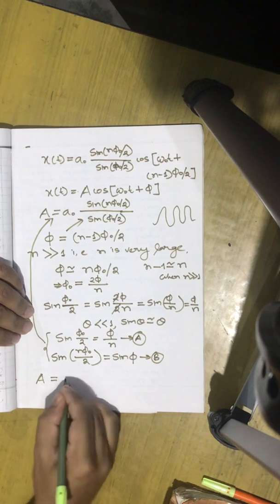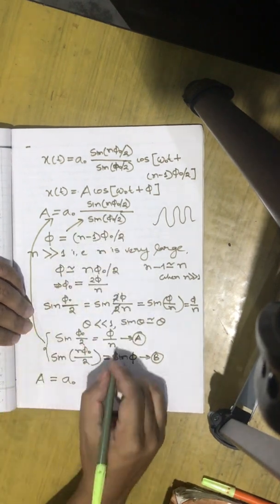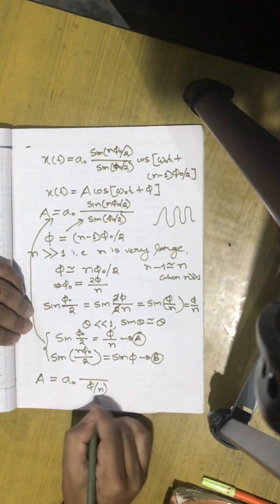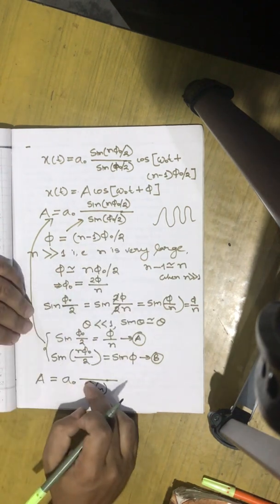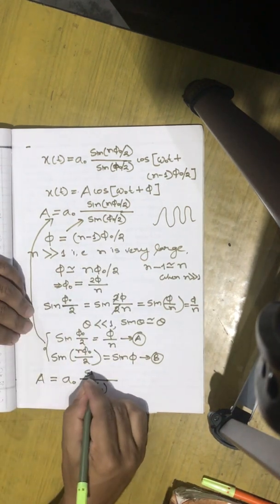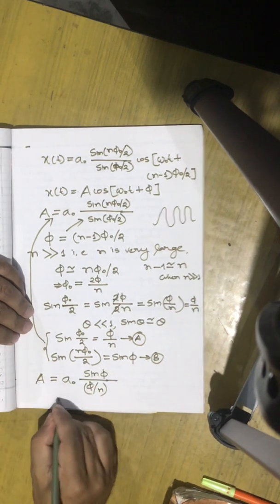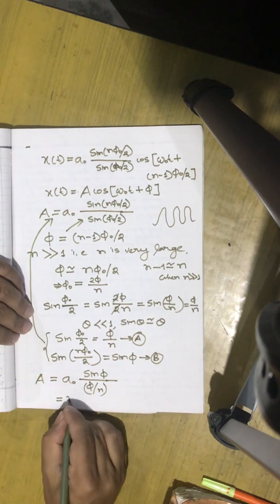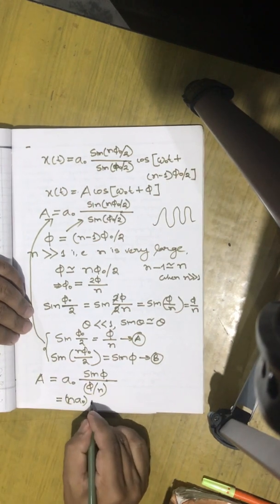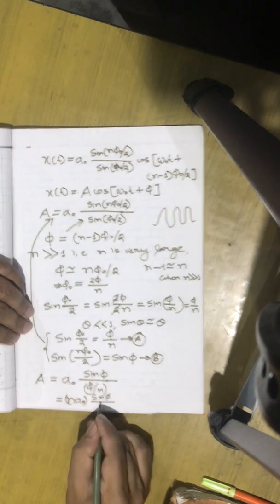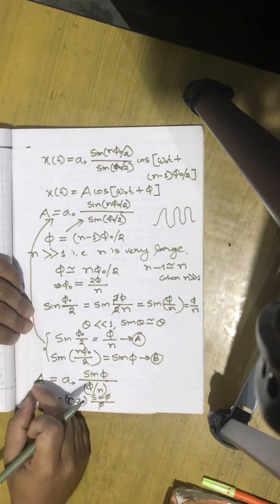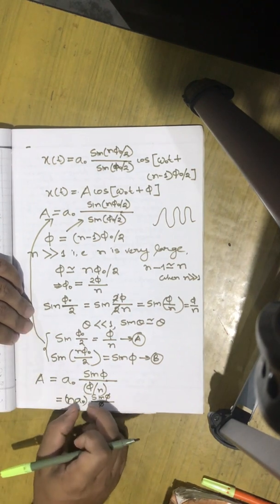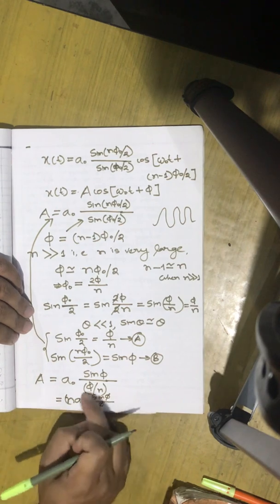So amplitude A will become a naught, sine(n phi naught divided by 2) which is sine phi, divided by sine(phi naught divided by 2) which is phi by n, where phi is nothing but (n minus 1) phi naught over 2. So here we get n into a naught into sine phi over phi. a naught is the amplitude of each simple harmonic motion, and therefore the total amplitude is equal to n into a naught sine phi over phi.